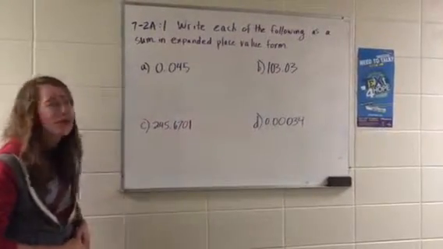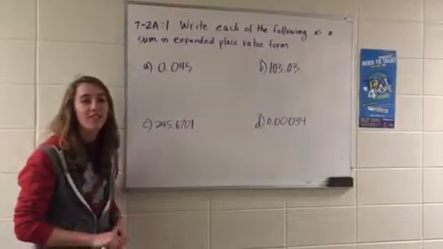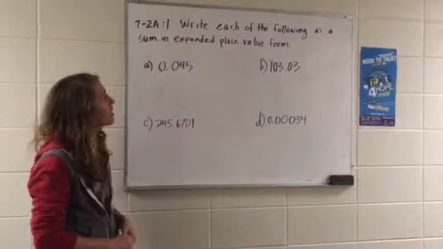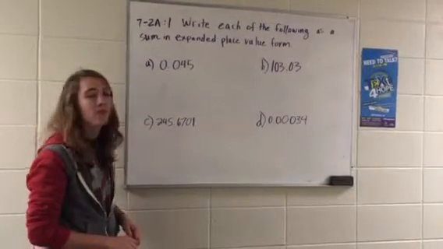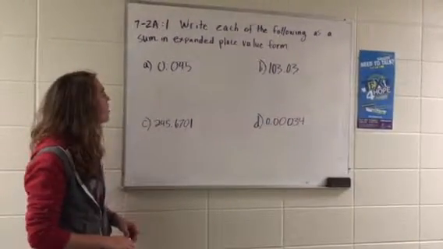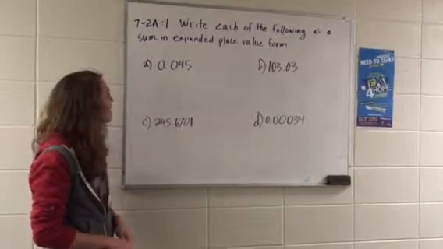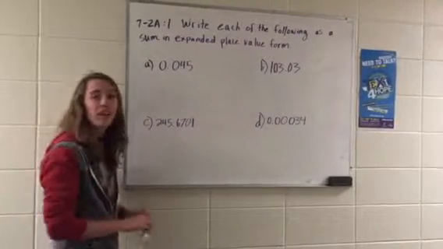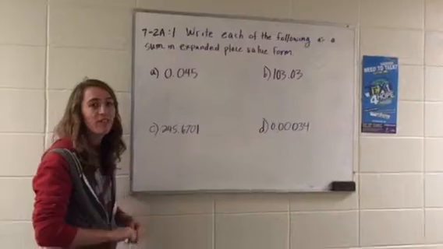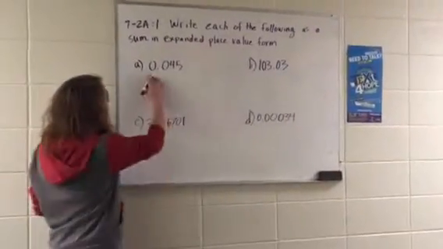Hello, tonight we're going to be doing problem 1 from section 7.2a. It says, write each of the following as a sum in expanded place value form. We're going to start with A, because that's a good place to start. We're just going to break this number down into the place values just to help us remember. So we have 0.045.